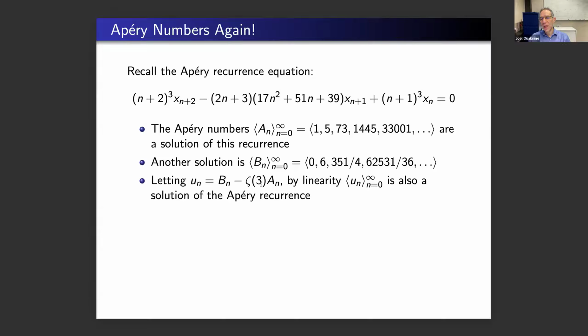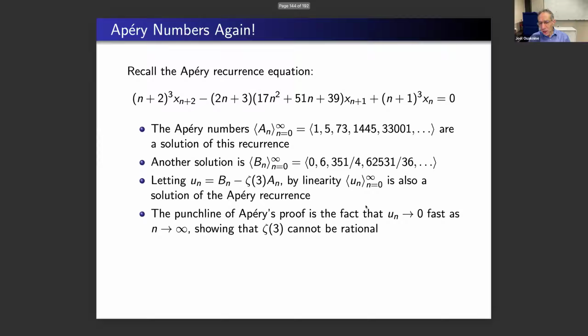So Bn minus zeta of 3 times An. And by linearity, this is also the solution of the Apéry recurrence, of course. And the punchline of the Apéry proof is the fact that un tends to 0 very fast as n tends to infinity. And if un tends to 0 very fast, that means that zeta of 3 can be approximated very quickly by rational numbers.